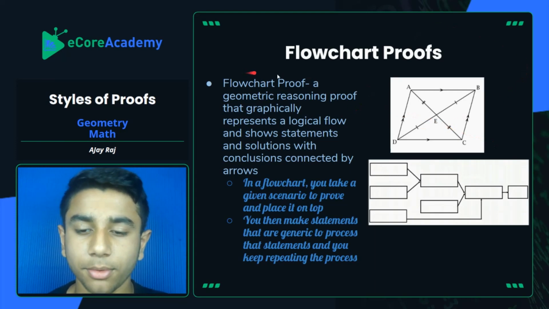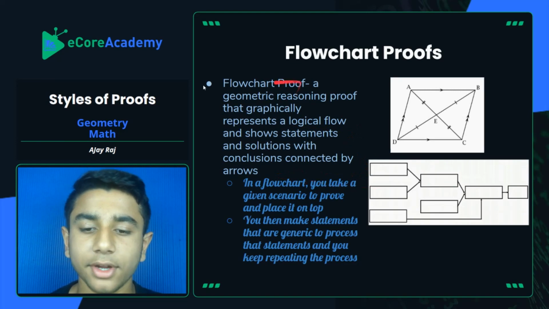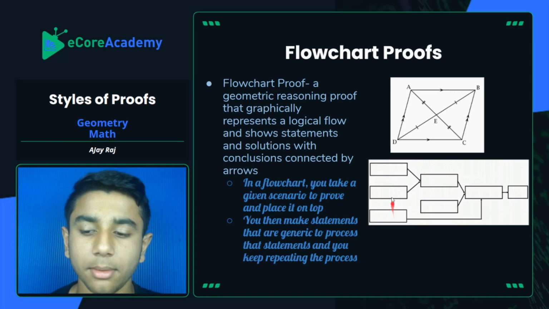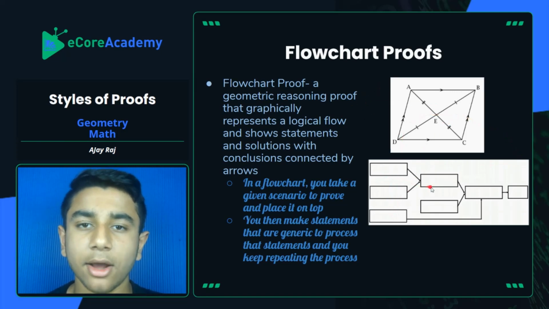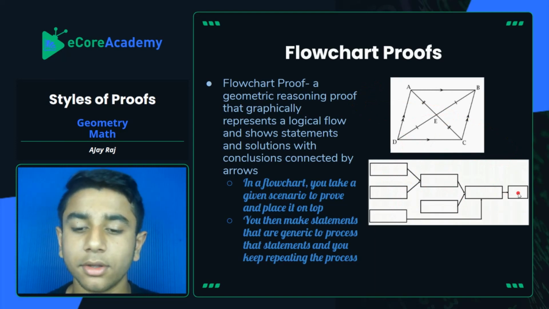So, flowchart proofs. A flowchart proof is a geometric reasoning proof that graphically represents a logical flow and shows statements and solutions with conclusions connected by arrows. So what it does here is it takes a very general problem, as stated here, like these are three different problems broken apart from a certain issue, and it basically breaks them down step by step into different reasoning statements all the way to a very specific conclusion.